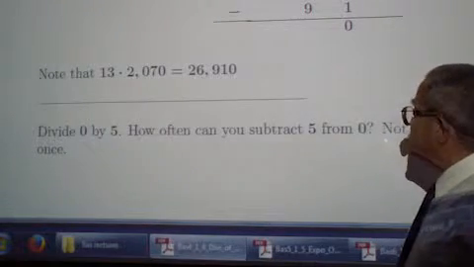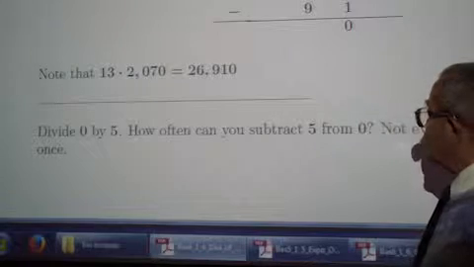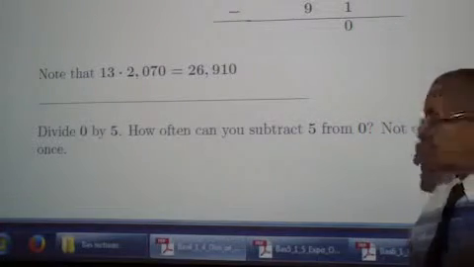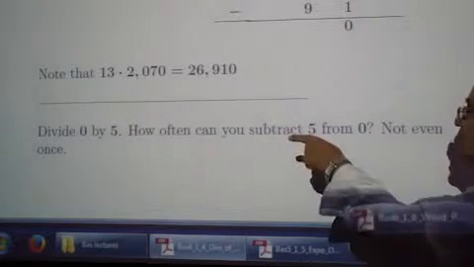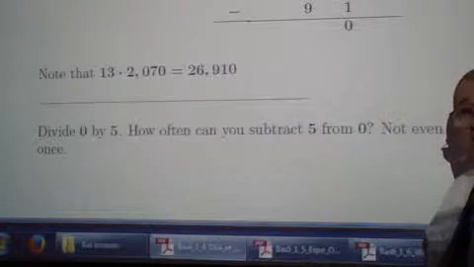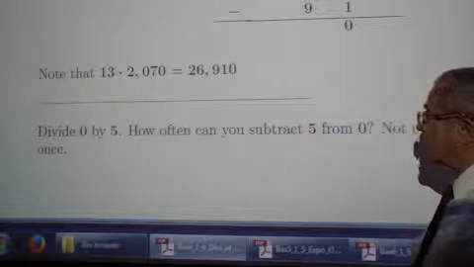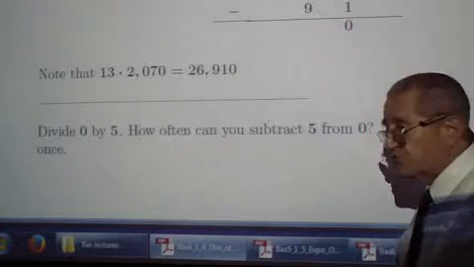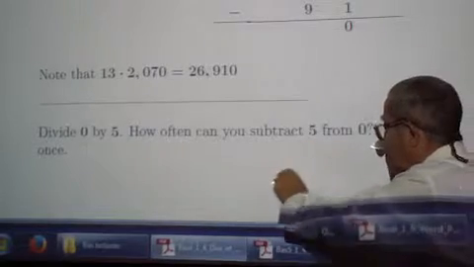You want to divide 0 by 5. How often can you subtract 5 from 0? Not at all. Not even once. So 0 divided by 5 is 0. Okay. If I write this as a fraction, which I will do later, I will have 0 over 5.